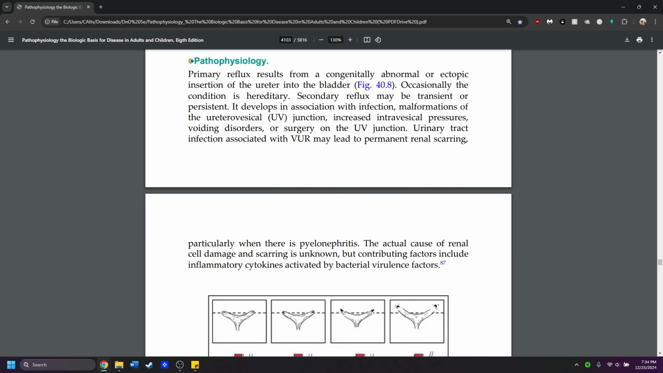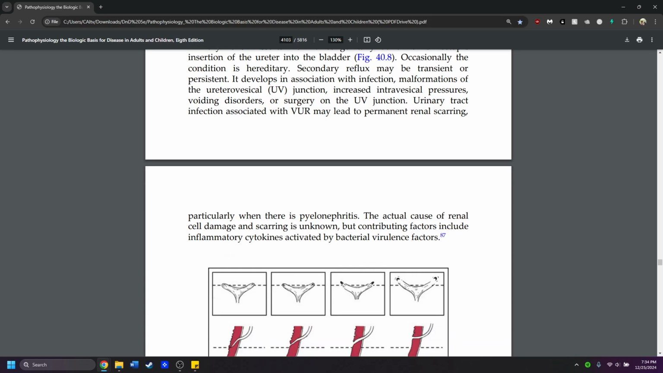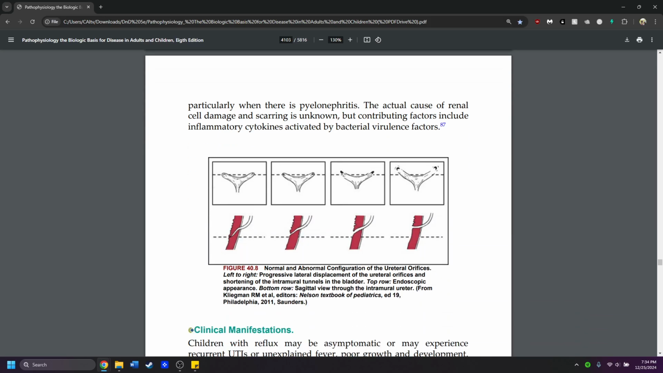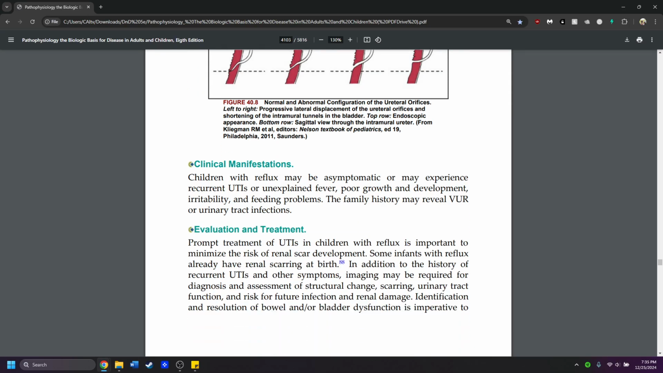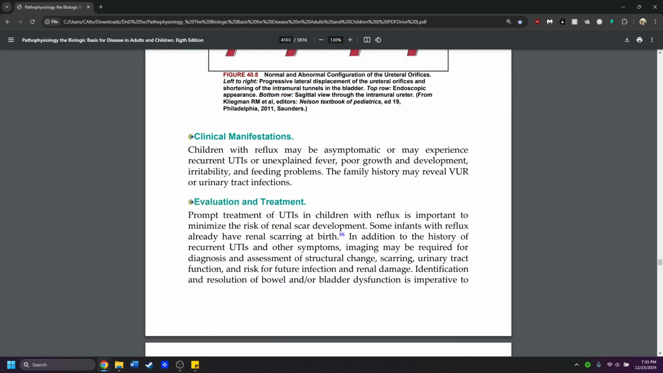Urinary tract infection associated with VUR may lead to permanent renal scarring, particularly when there is pyelonephritis. The actual cause of renal cell damage and scarring is unknown, but contributing factors include inflammatory cytokines activated by bacterial virulence factors. So what are our clinical manifestations?